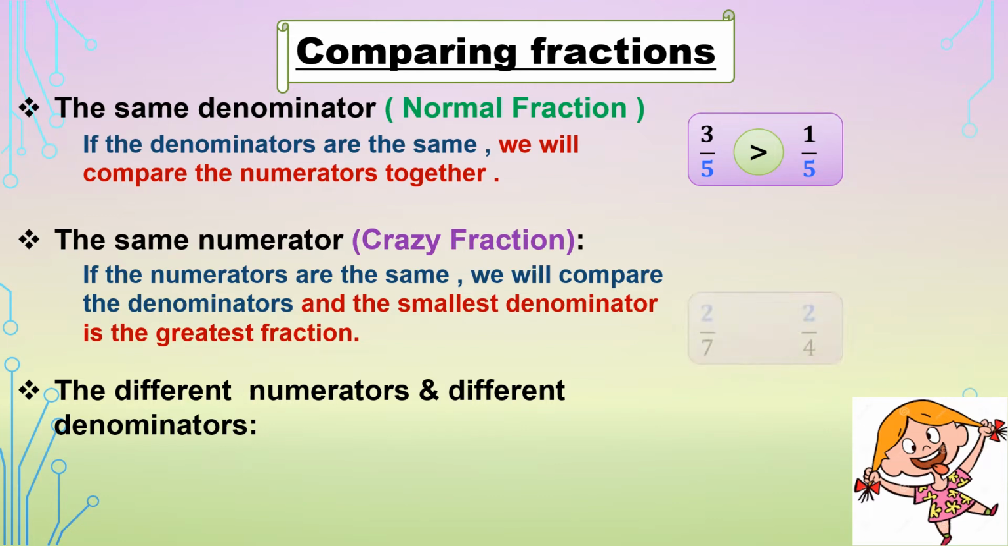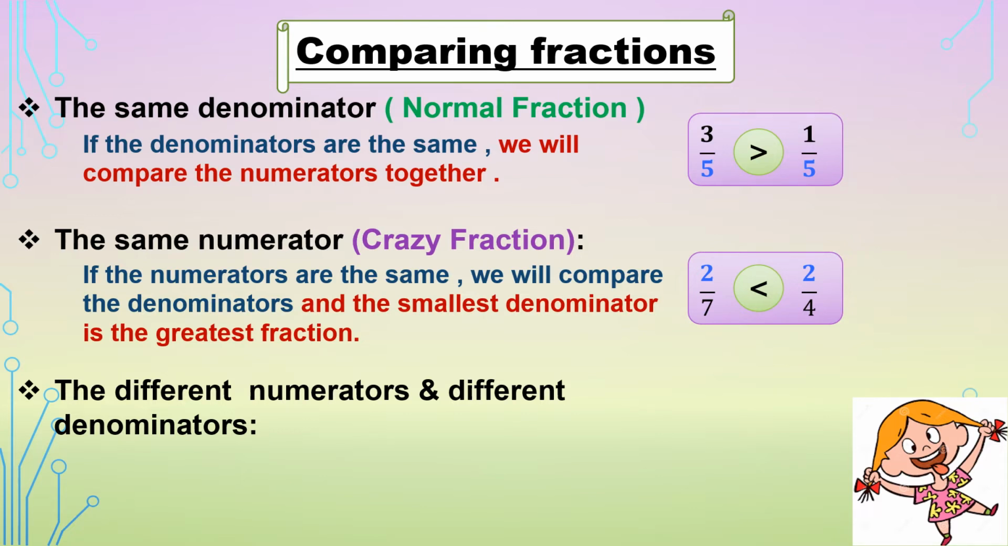For example, 2 over 7 and 2 over 4. Here we have same numerators, so it's called crazy fraction. What shall we do? Look at down. Which is big in crazy, 4 or 7? Yes, 4 is bigger than 7 in crazy fraction. So 2 over 4 is greater than 2 over 7.